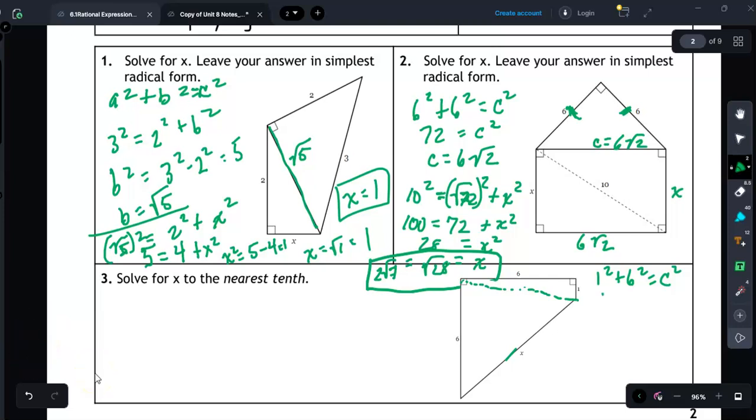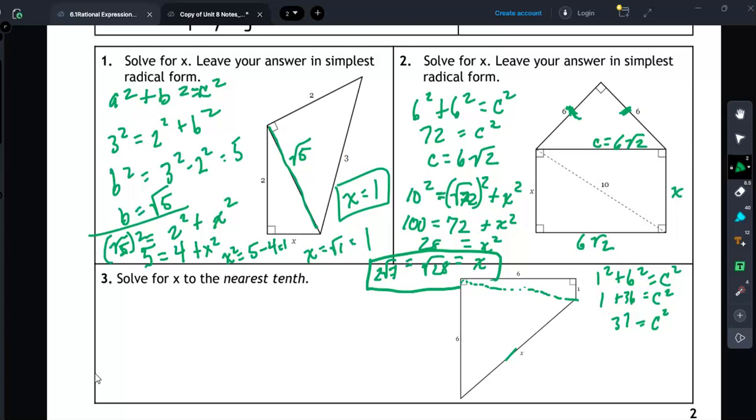So you have 1 plus 36 equals c squared, or c squared equals 37, or c equals the square root of 37. So we know this is the square root of 37. Now how are we going to figure out the x? We have the two legs, right? So 6 squared plus the square root of 37 squared equals... Actually, I don't think that's going to work for us.